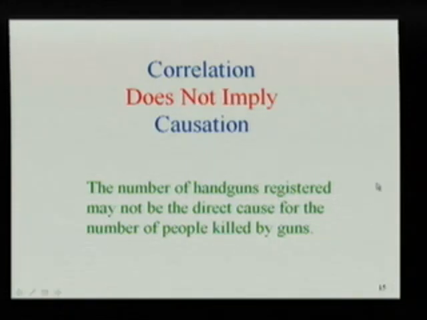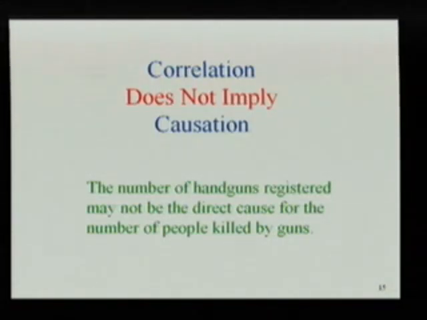Now, there is one thing that you need to be careful about. Once you find a strong correlation between two variables, that doesn't mean one variable causes the other. It only means that there's a very strong correlation. It depends on how the data is collected. If the data is collected under a carefully designed experiment, trying to eliminate possible confounding factors, then maybe you can draw a causal relation between the two. For example, the example that we just saw there, the number of handguns registered and the number of people killed.